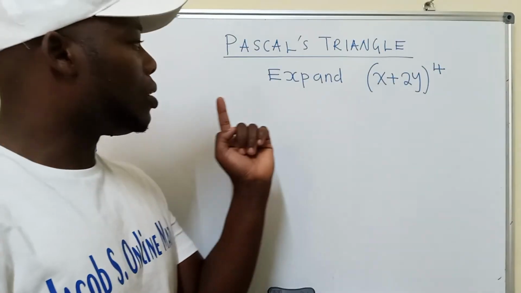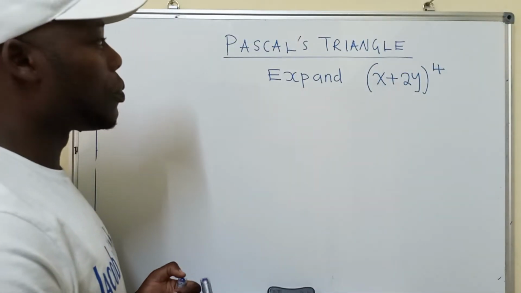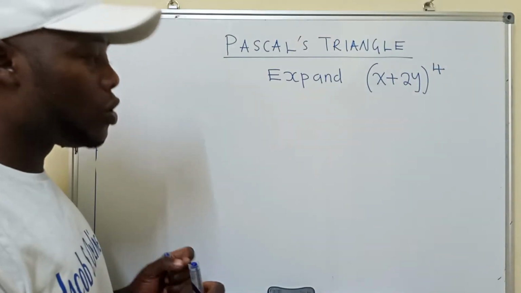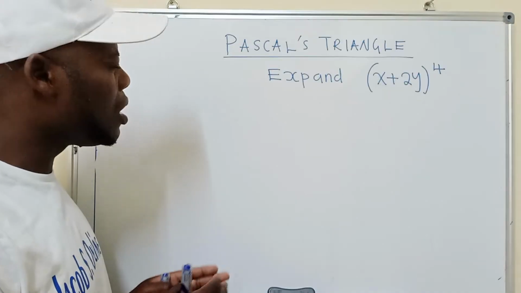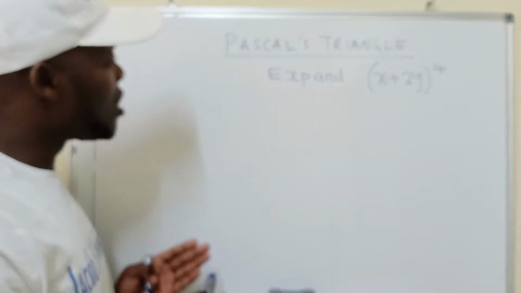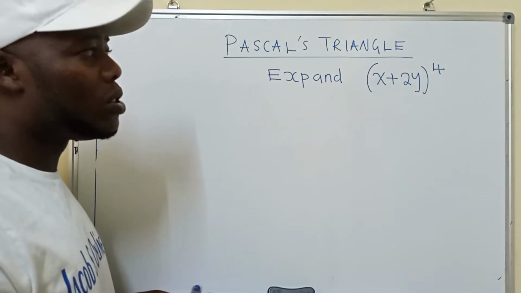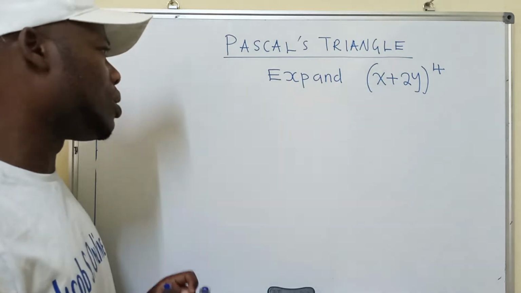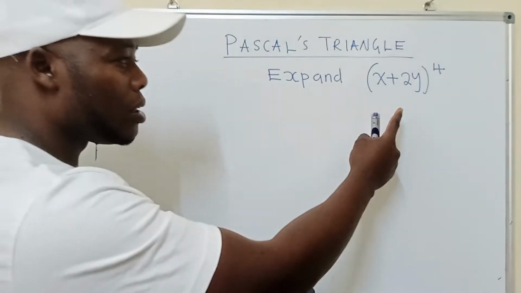I've got this question here which I'm expected to expand. Here I'm supposed to use Pascal's triangle. I know you may be wondering why use Pascal's triangle. You can use the binomial theorem or Pascal's triangle, but I've decided to use Pascal's triangle to show you that it's way easier to expand this.